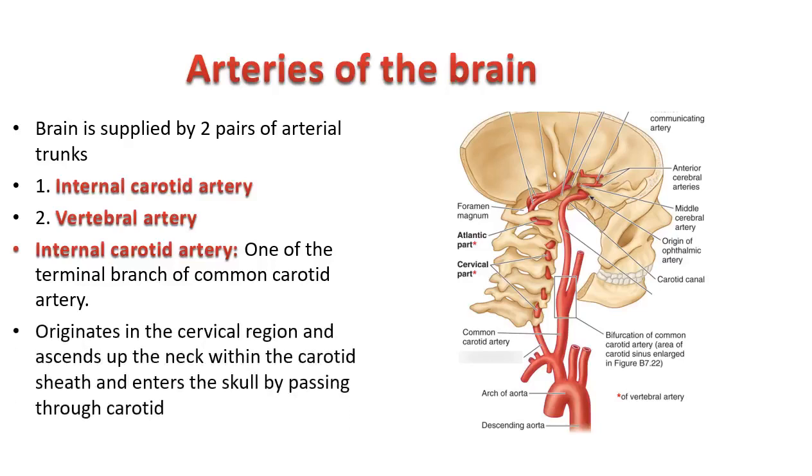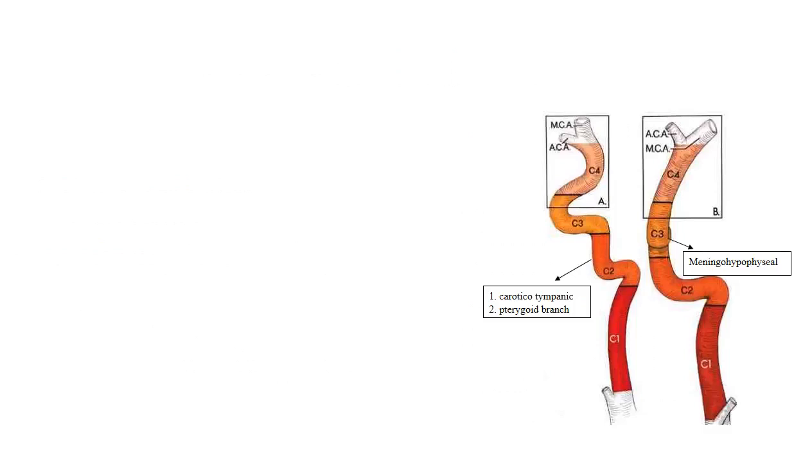It has mainly four parts, and we will be discussing these four parts. It originates in the cervical region, and is seen within the carotid sheath, a modification of deep cervical fascia in the neck. Mainly it is seen in the carotid triangle, and then it ascends in the neck and enters the carotid canal. The four parts are the cervical part in the neck, followed by the petrous part.